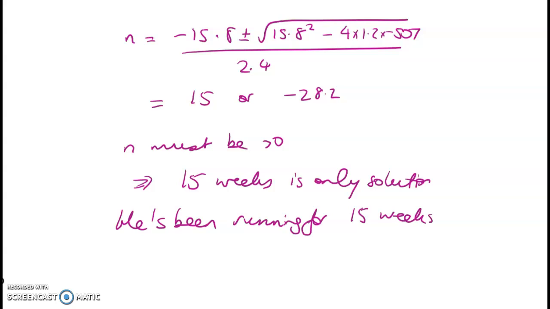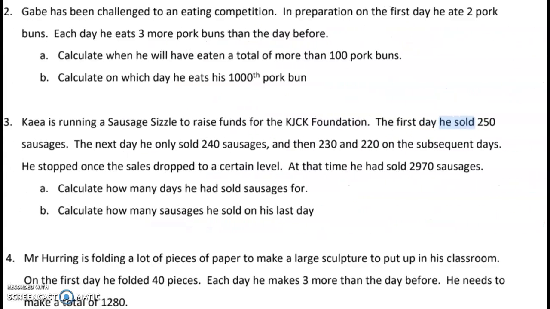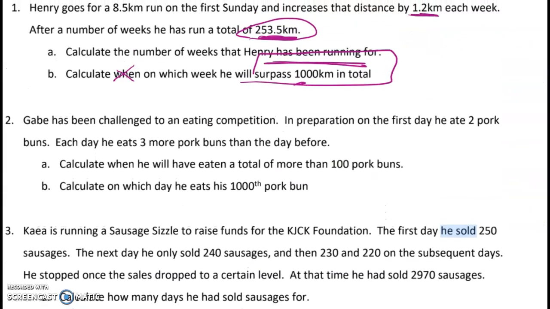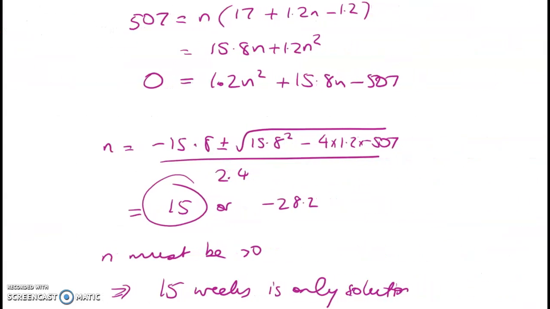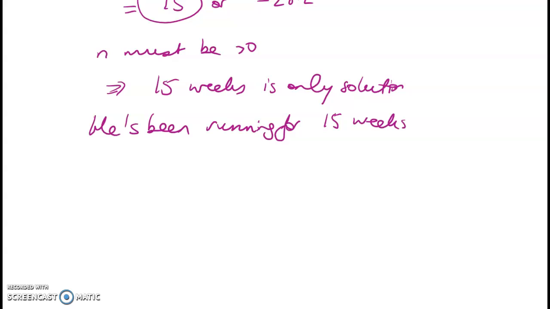In this case, we came up with an exact value here, which made it pretty easy. In the next questions, we're going to have to carefully look at what happens when we're halfway between one week and the next week. In the next question, we're asked to calculate on which week he will surpass 1,000 kilometres in total. So I'm going to do the same thing here. I'm going to pause the video to do the quadratic formula working, but I'm solving this.